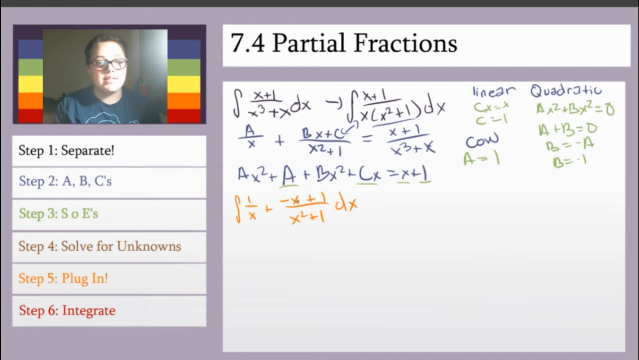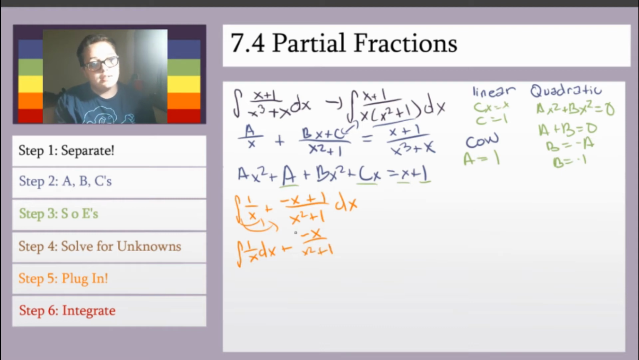And we're going to go ahead and not only break this up into negative x over x squared plus 1, but also 1 over x squared plus 1, and then we're going to distribute. So we're going to go ahead and distribute and then break that up. So we wind up with 1 over x dx plus negative x over x squared plus 1 dx plus 1 over x squared plus 1.